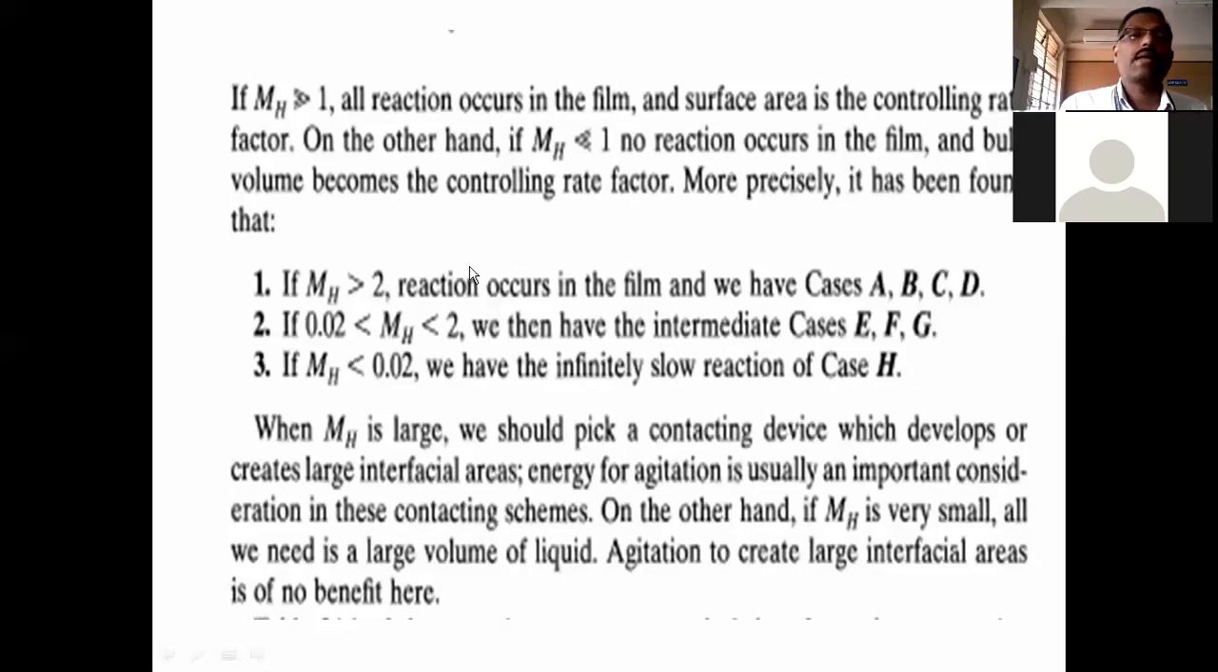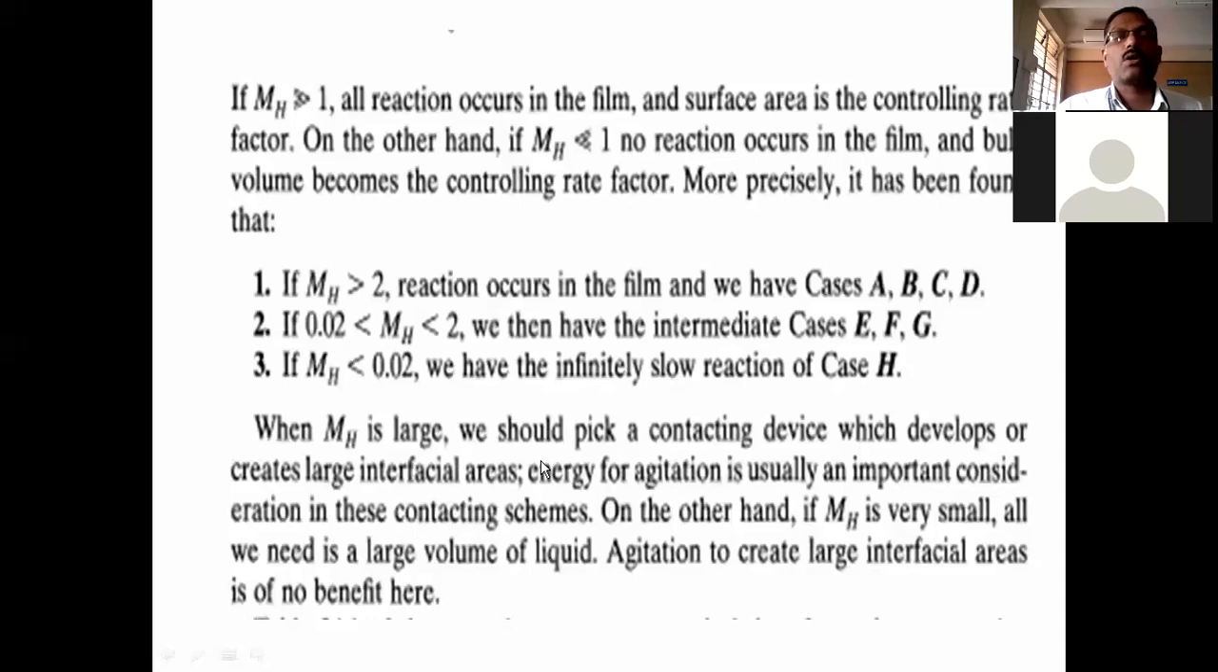So by this value of the film conversion parameter, we get where the reaction occurs and which case applies, whether the reaction is instantaneous, fast, intermediate, or infinitely slow.